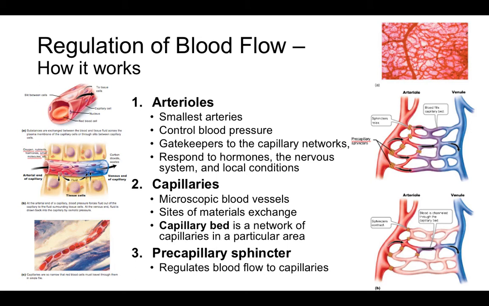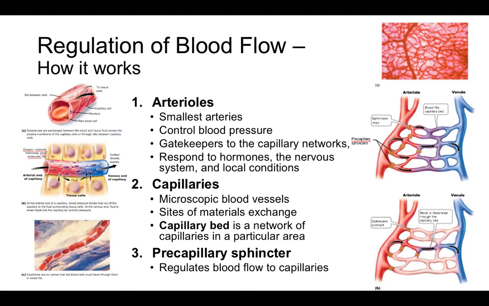So the arterioles are the smallest of the arteries. These maintain and help hold on to the pressure of the blood to make sure the blood gets to every single tissue. Arterioles help control the blood pressure, and they do this by responding to hormones, the nervous system, and to local conditions in that particular area. They do this with the capillaries.